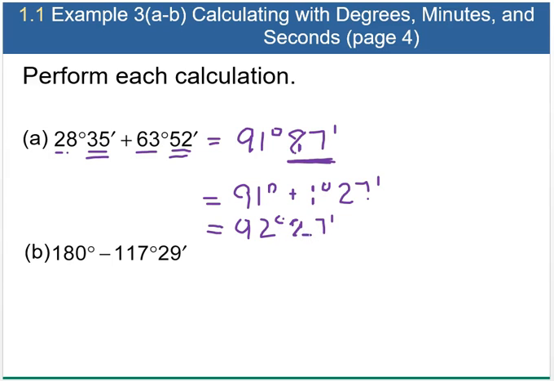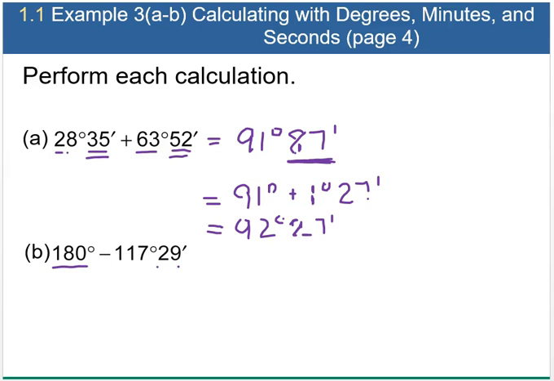Okay, sorry about my pen tool, it's not quite writing properly. But y'all can see that, I bet. Anyway, let's go on to the next one. We have 180 degrees minus 117 degrees and 29 minutes. What we need to do here in this case is change our 180 to 179 degrees and 60 minutes.